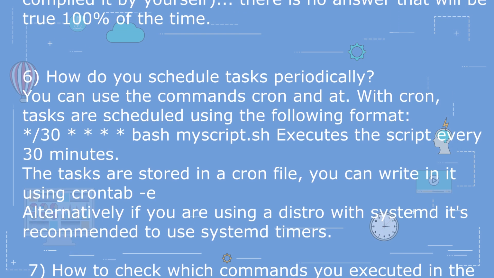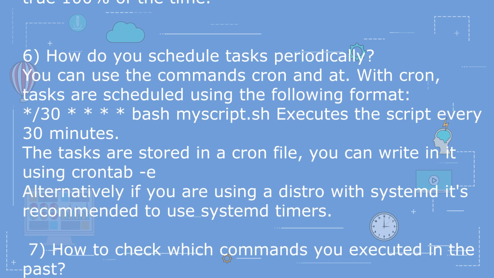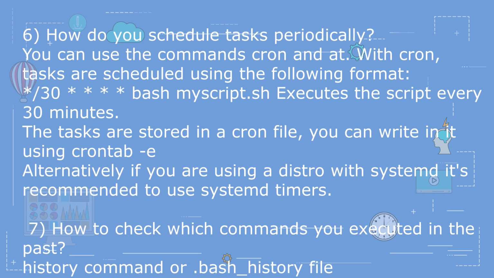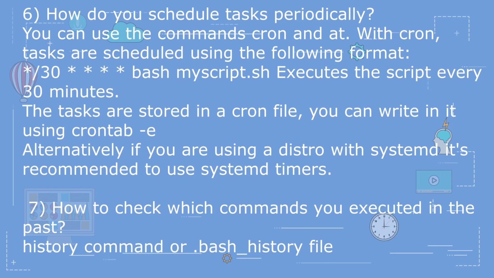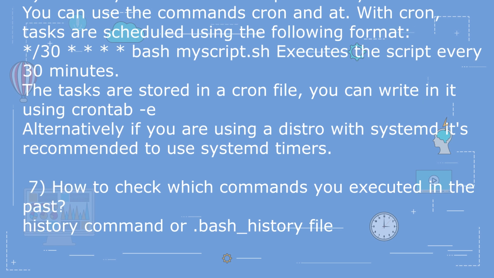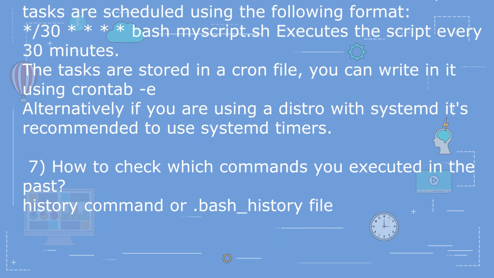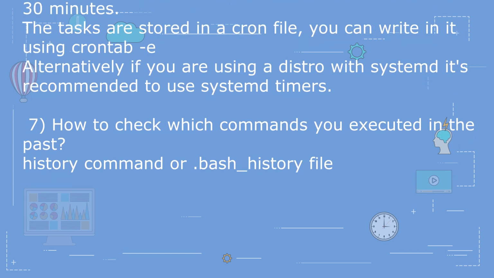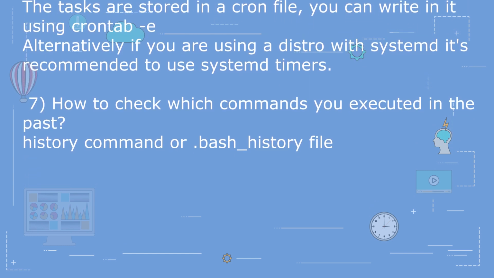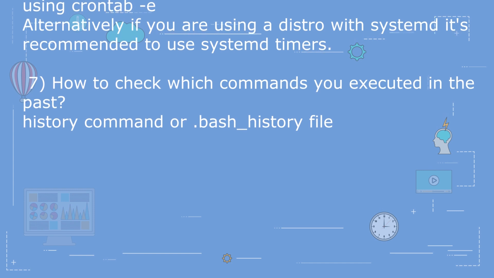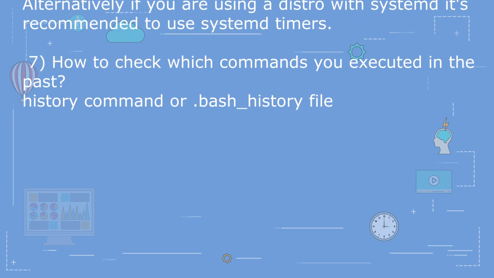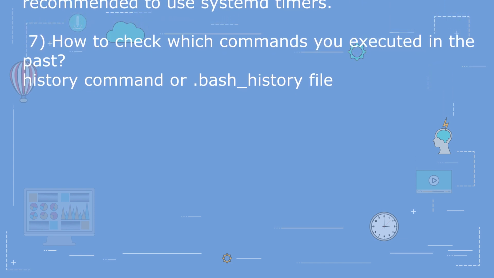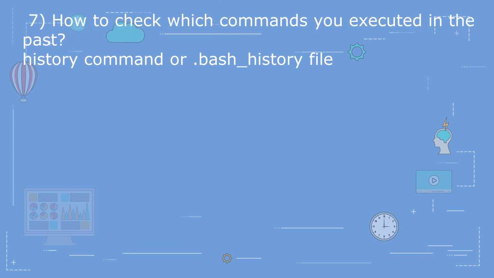6. How do you schedule tasks periodically? Answer for this question is: you can use the commands cron and at. With cron, tasks are scheduled using the following format: */30 * * * * bash myscript.sh executes the script every 30 minutes. The tasks are stored in a cron file, you can write in it using crontab -e. Alternatively, if you are using a distro with systemd, it's recommended to use systemd timers.